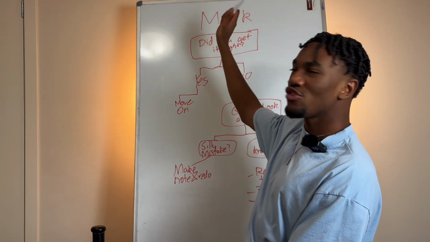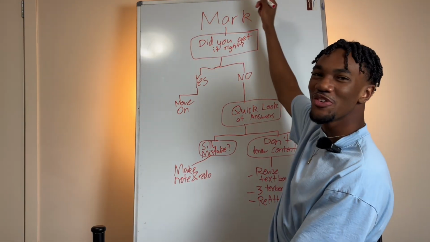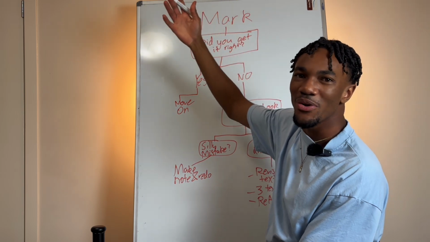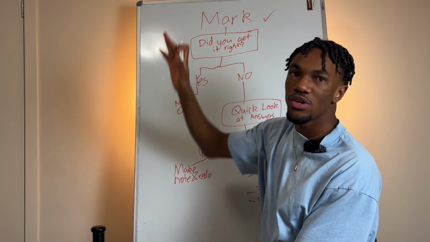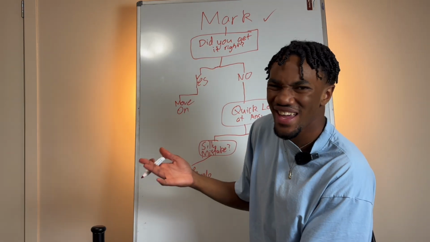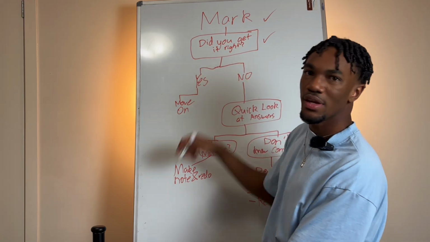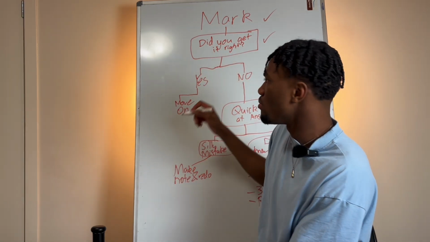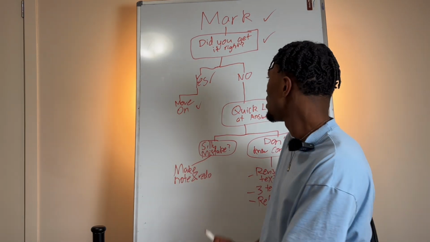The first thing they need to do is mark their work. A lot of students don't even do this, and they wonder why they don't get the results they're looking for. So after we mark our work, what do we do? We see, did we get the question right? It's either a yes or a no. If you did, obviously move on. You don't need to do the question again if you got it right.